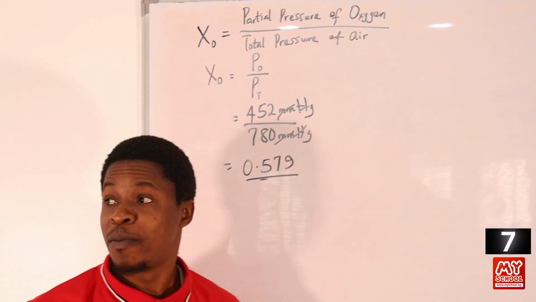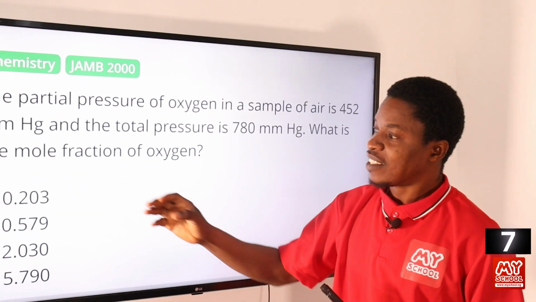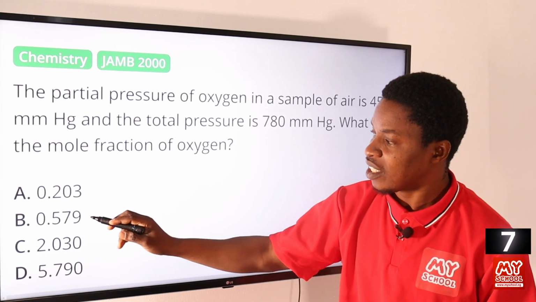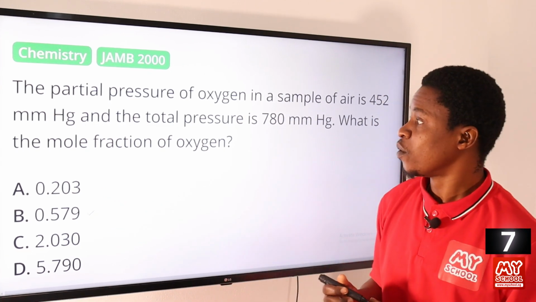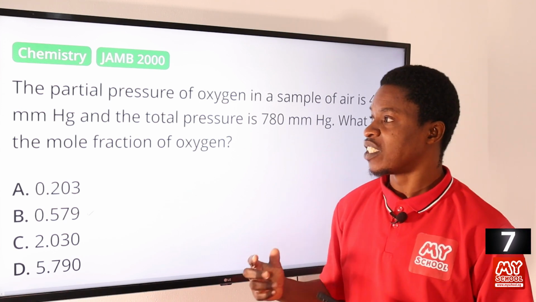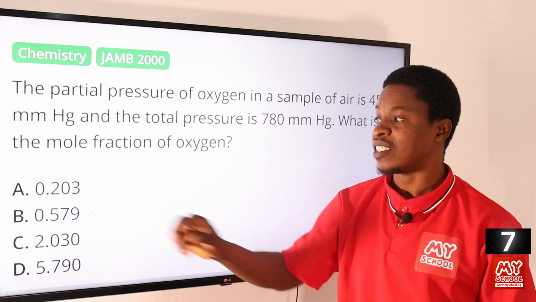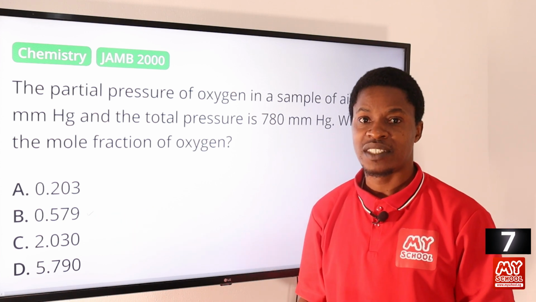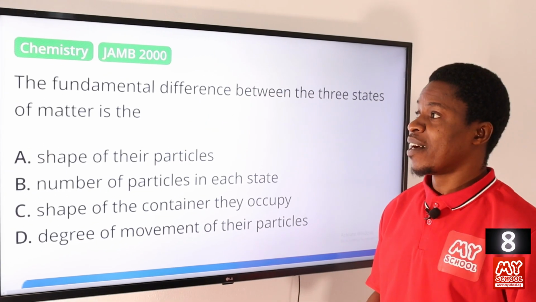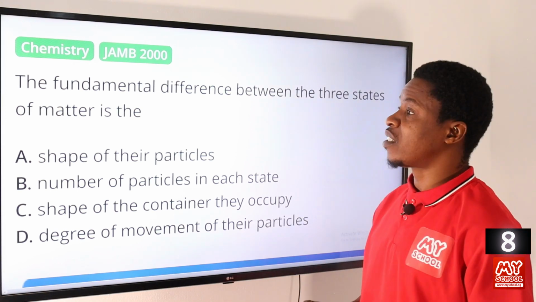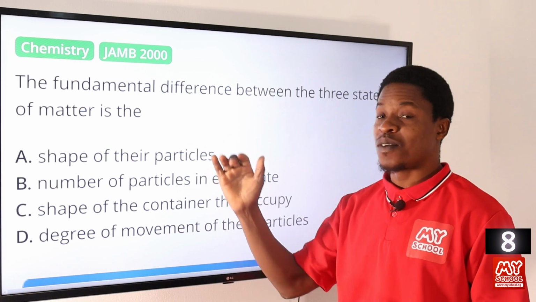So let's go back to the screen and look at our options. Okay, from the answer we got now, 0.579 is in option B. So this is the correct answer. So the mole fraction of oxygen in the mixture of air, the whole of the air, is actually 0.579.